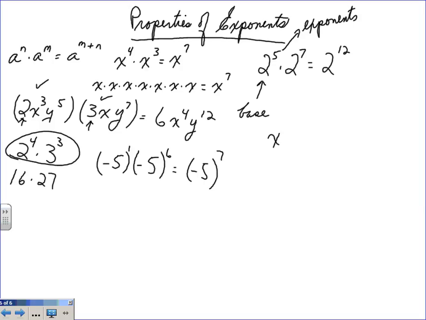If I had x squared times x to the 6 times x, and I ask you to multiply those, Summer, tell me what you would get. I think x to the 9. You are correct. X to the 9. It's easy, because there's a 1 there, and so all we do is add the exponents. That's property number 1.